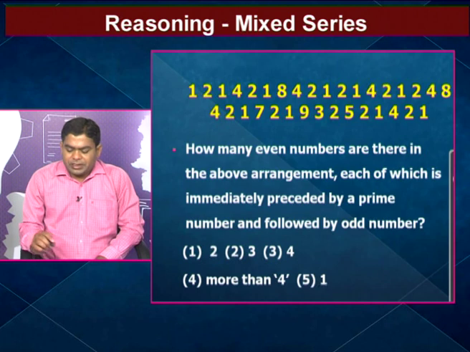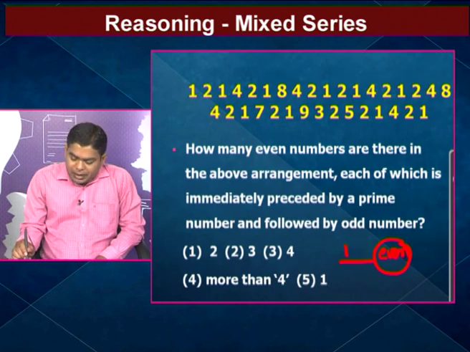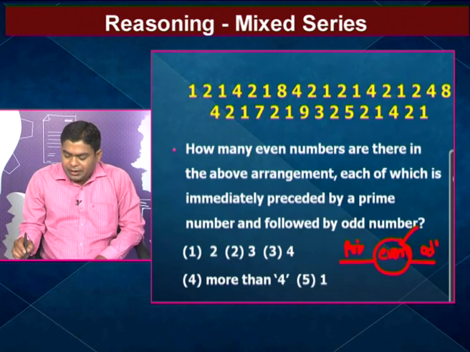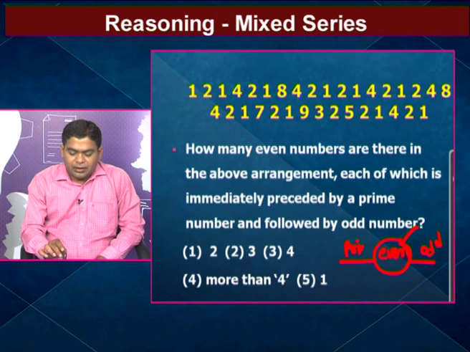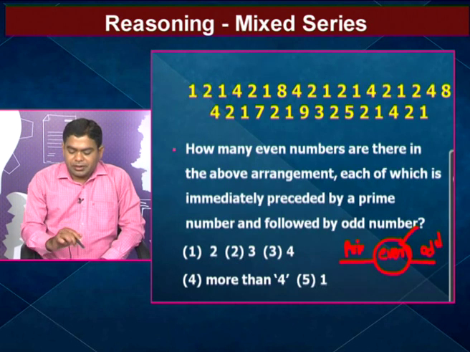So here the question is asking about even numbers. First of all we take the even numbers, that means these even numbers must be preceded by a prime number, and these even numbers must be followed by an odd number. That means we go to the prime number and verify the left side and right side. So here by observation, 2 is there, so it is not preceded by a prime number, that means this even number does not satisfy the given condition.